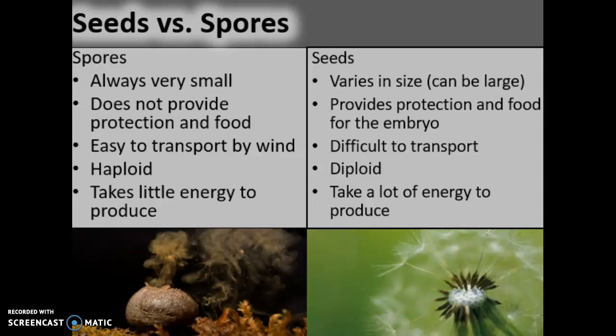However, this large size means that seeds are difficult to transport. A lot of times they have to design ways where they can float on water, be carried by the wind, or be transported by animals. Seeds are diploid, so they're part of the sporophyte generation, and they take much more energy to produce than spores. So we make relatively few seeds compared to the number of spores that are created.